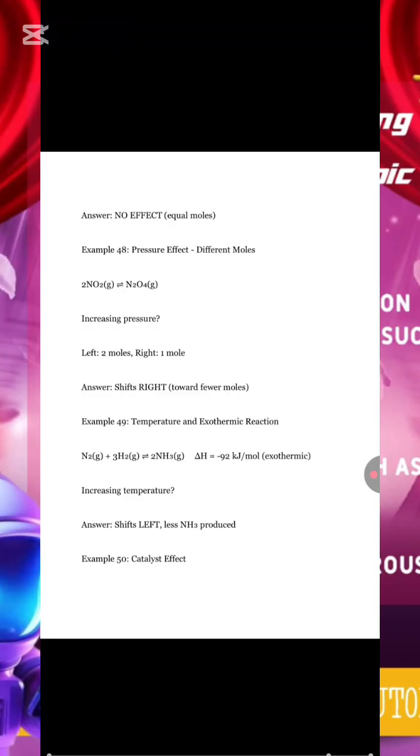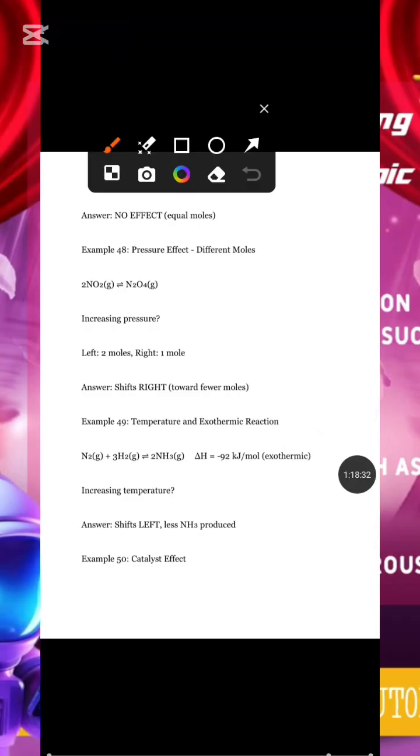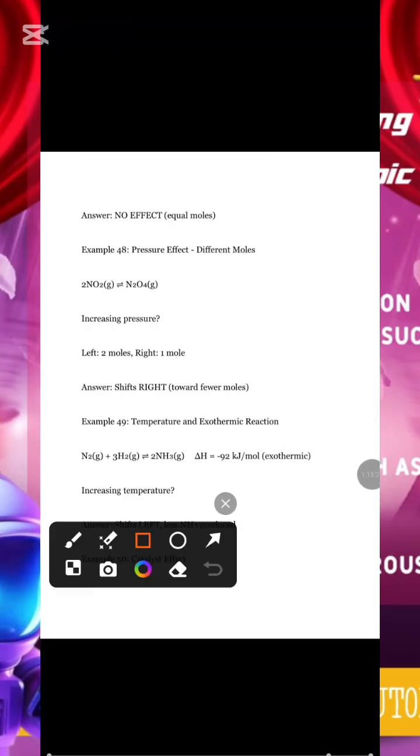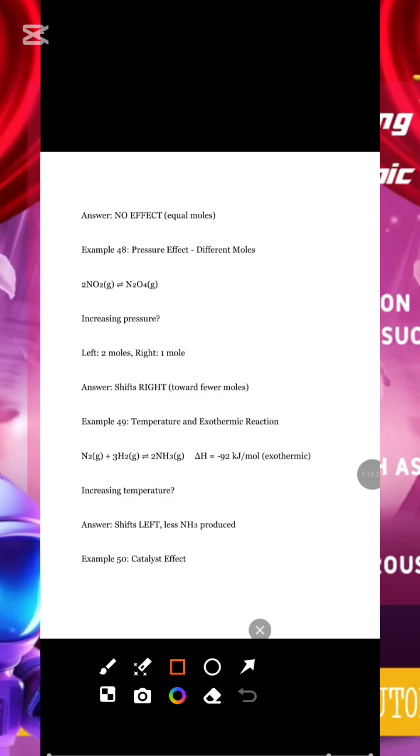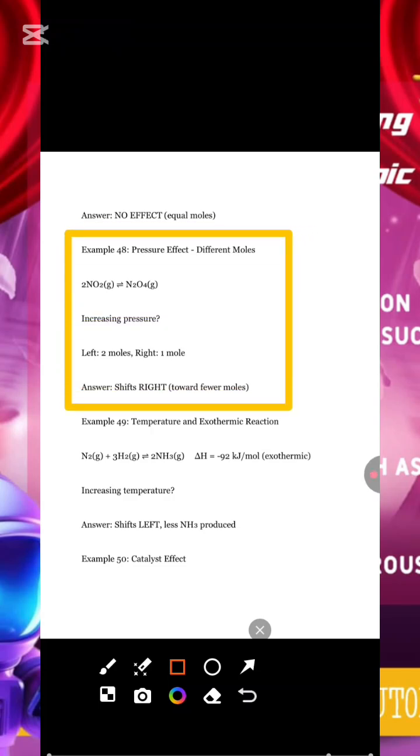All right, now observe example 48. Example 48, you can see the equation right there. What if you increase the pressure? What will happen? On the left you have 2 moles of gas, on the right side you have 1 mole. So if you increase pressure, I expect the equilibrium to shift towards the right, which has only 1 mole.